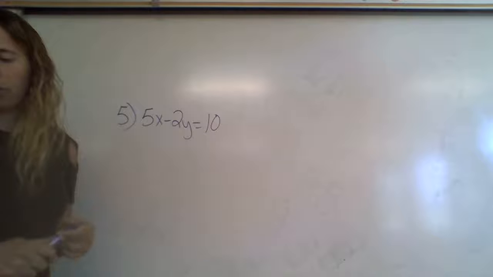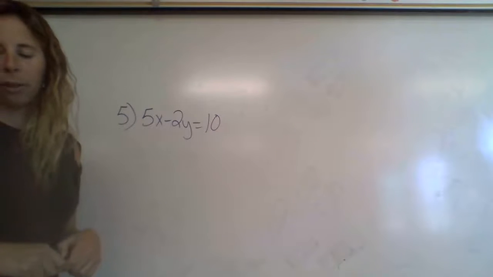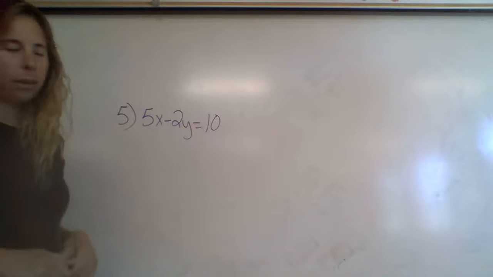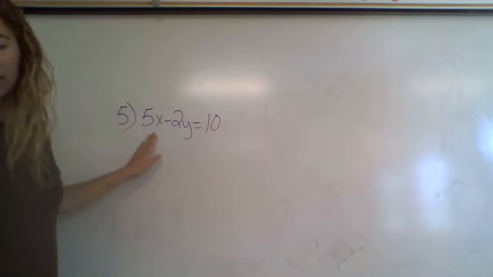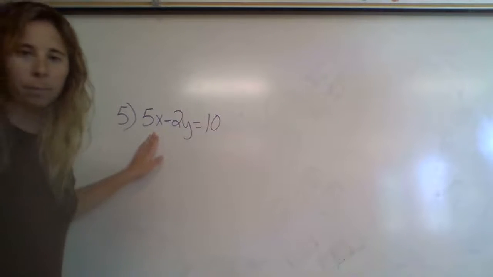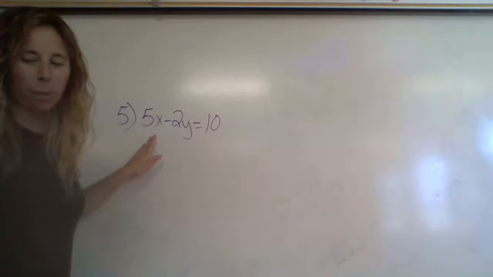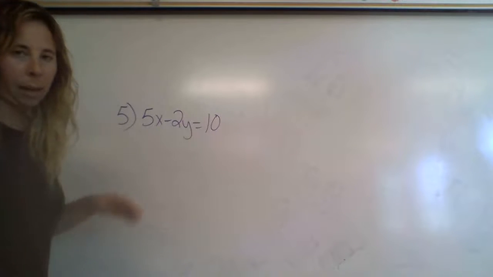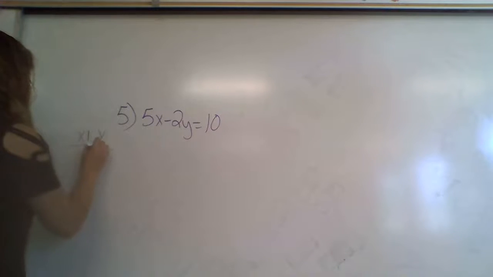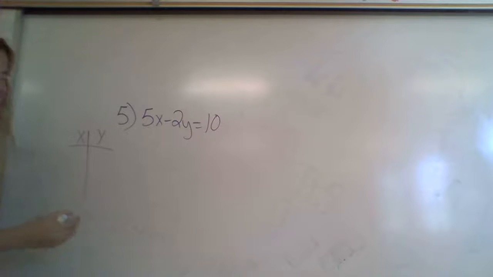So for 5 through 8, it says graph the following equations by finding the x-intercept and the y-intercept. They give you these equations. So that's what we did in class, finding the x and y-intercepts. To find the y-intercept, we substitute 0 in for x. To find the x-intercept, we substitute 0 in for y.